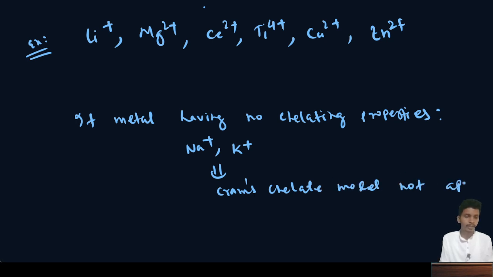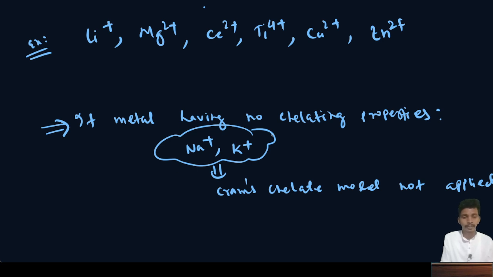Okay, in that case simply apply Cram's model. If the metals have no chelating properties, like sodium and potassium, then Cram's chelate model is not applicable. At that time, simply apply Cram's model.